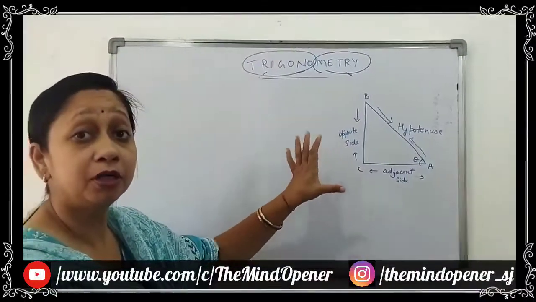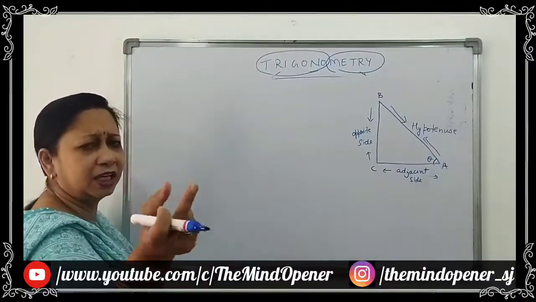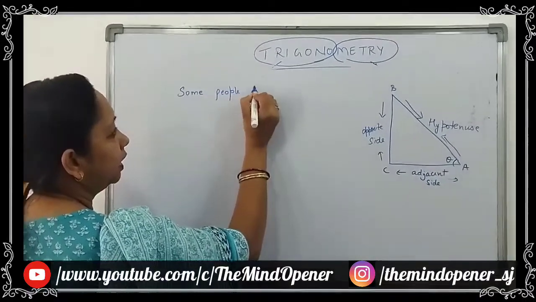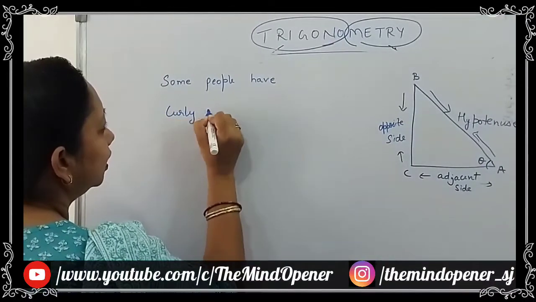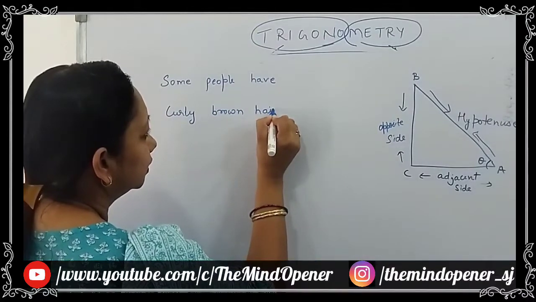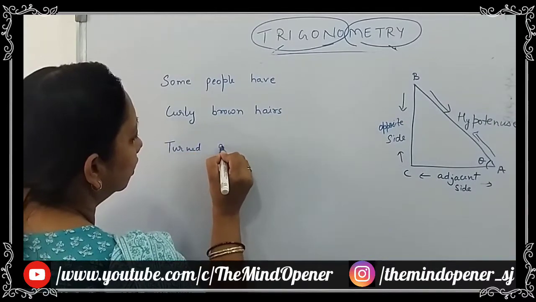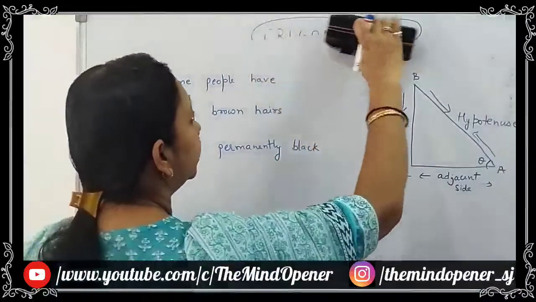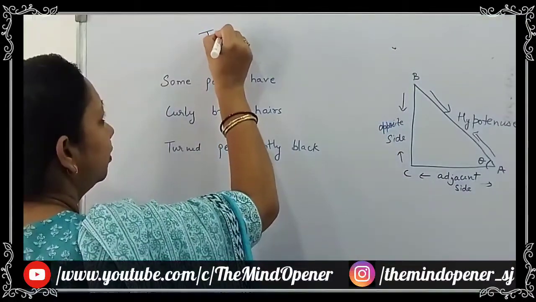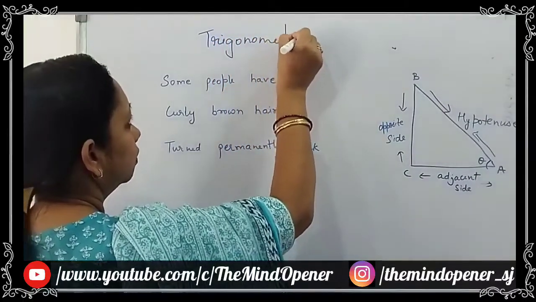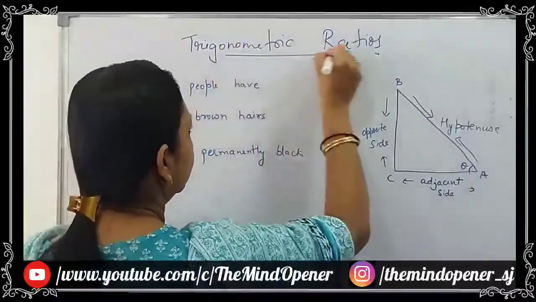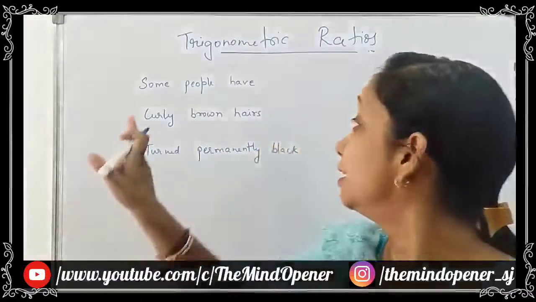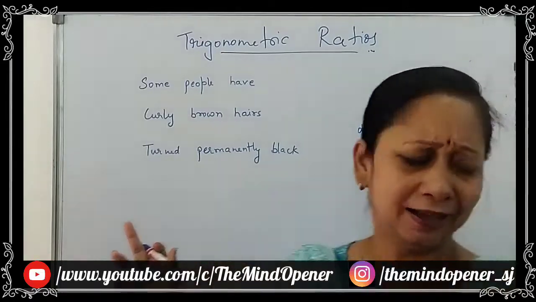So, hope you all know it. Now, how to remember those six trigonometric ratios? How to define them? I'll give you a very easy jargon here. Some people have curly brown hairs turned permanently black. These are going to tell us about the trigonometric ratios. So our topic is trigonometric ratios. Very important and very easy to remember. The concept here is: some people have curly brown hairs turned permanently black. Isn't it easy to remember?